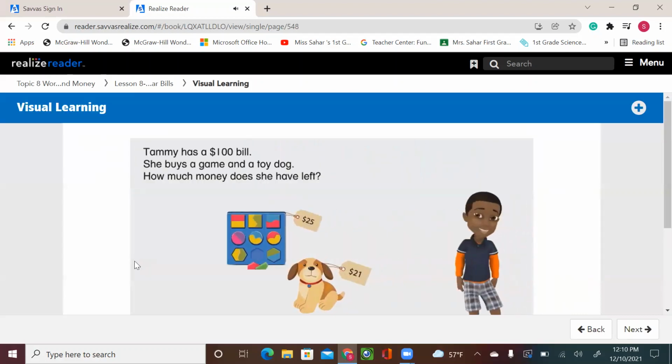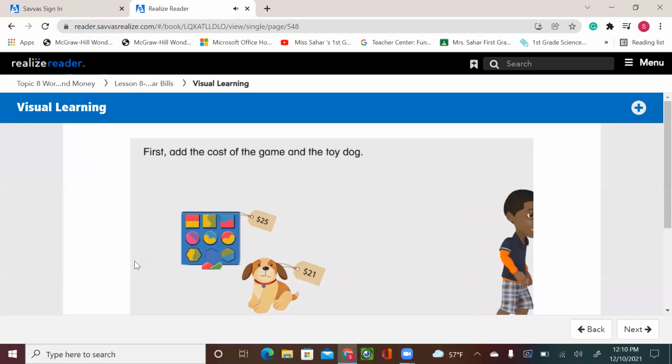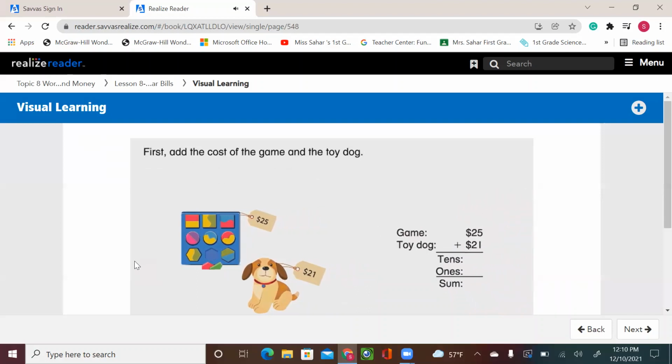Tammy has a $100 bill. She buys a game and a toy dog. How much money does she have left? First, add the cost of the game and the toy dog. There are 4 tens or $40. There are 6 ones or $6. The game and the toy dog cost $46 in all.